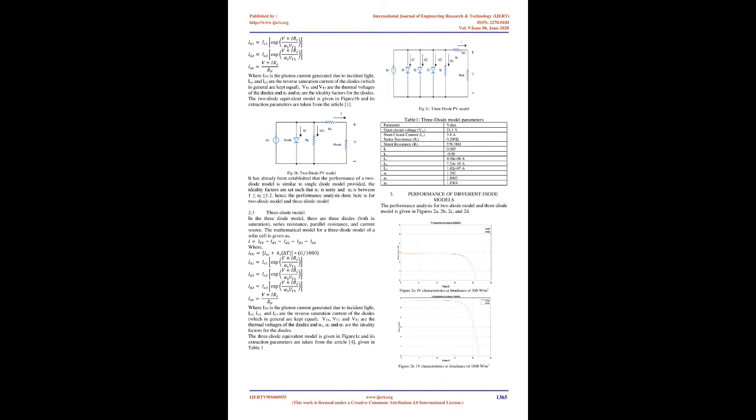2.1 Single diode model. In this model, a single diode is connected in parallel with a current source, a parallel resistance, and a series resistance. The output current equation is given, where IPV is the photon current generated due to incident light, IO is the reverse saturation current of the diode, VT is the thermal voltage of the diode, and A is the diode ideality factor. The other parameters, Rs, series resistance, and RP, parallel resistance, are adjusted as per the requirement. The single diode equivalent model is given in Figure 1a.